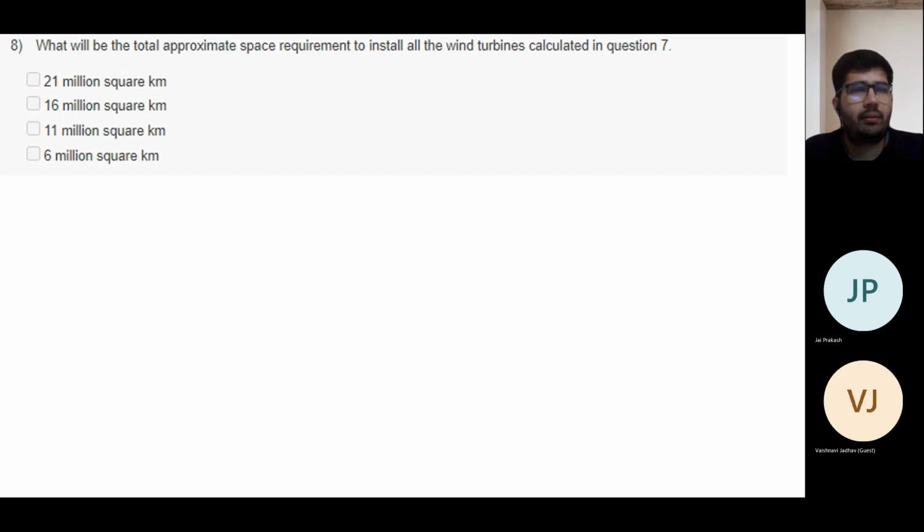Try to recall the data, because whenever we are installing wind turbines, we require some minimum spacing between the wind turbines. Because we cannot install wind turbines adjacent to each other, because they will block the wind velocity and the efficiency will be very, very low. So there should be a certain distance for a single wind turbine. Based on that, we need to find out the space requirement.